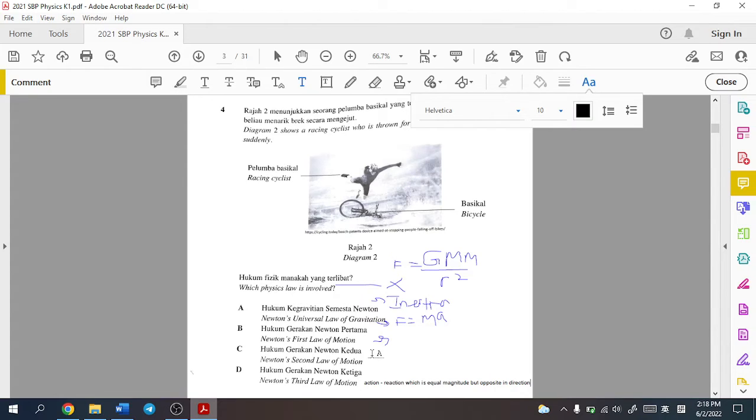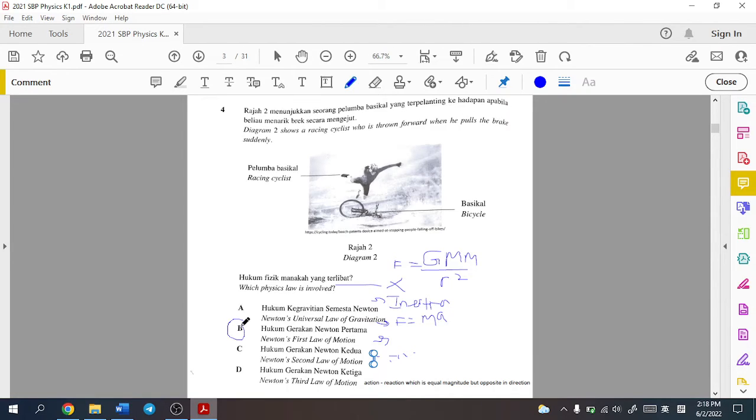While Newton's second law of motion states that force is directly proportional to acceleration, F equals ma. So the answer should be B, inertia. Why? Because the bicycle and the cyclist are moving at a speed v. When the bicycle stops suddenly, the cyclist will continue to move with speed v. This is what we state in Newton's first law. So the answer should be B.